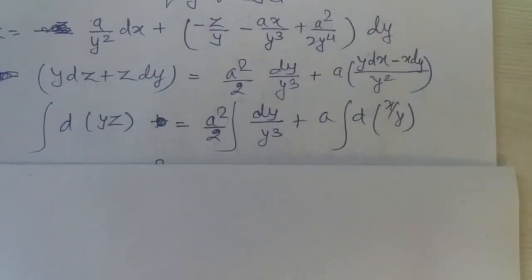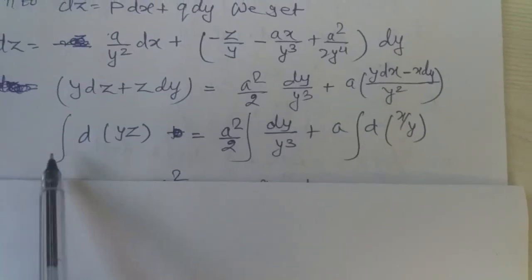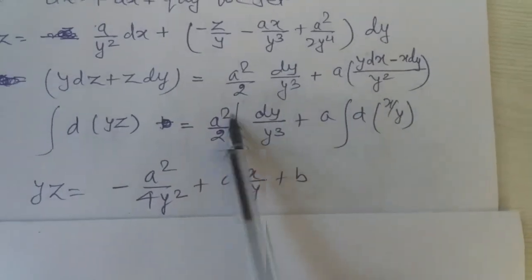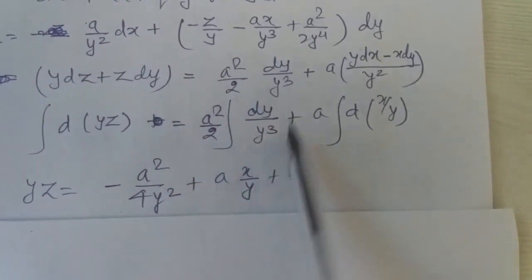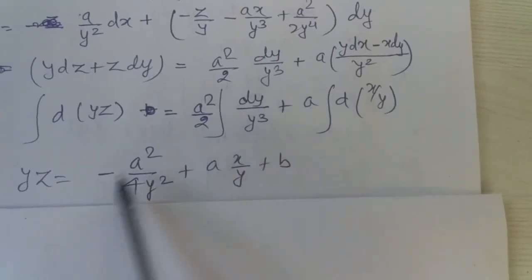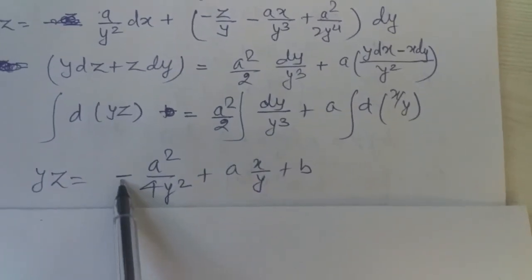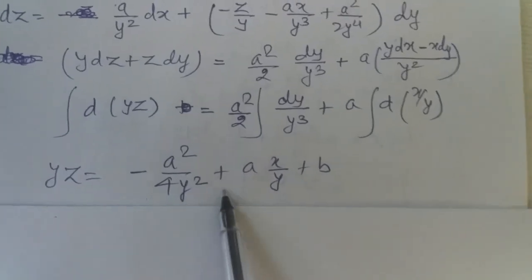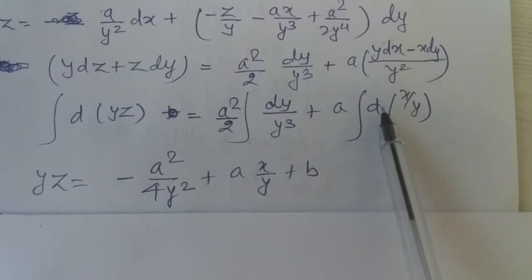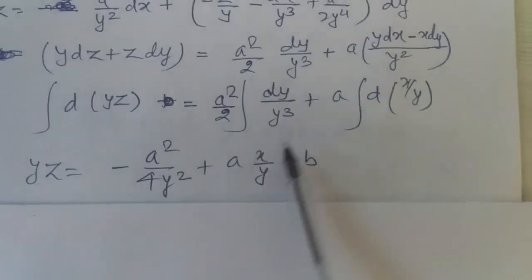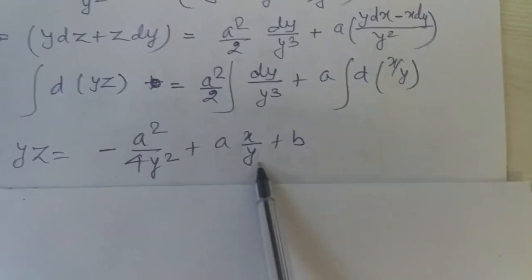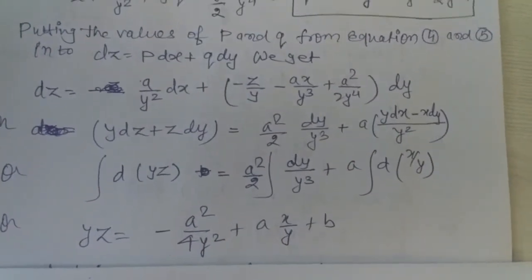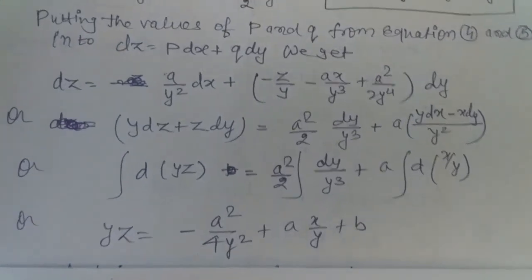Now integrate. The integration of a derivative is the function, so yz equals a square by 2. The integration of 1 upon y cube is minus 1 by 2y square. So we get minus a square by 4y square, plus a into the integral of the derivative, which is the function, so we get a x by y plus b, the constant of integration. So this is the complete integral using the Charpit method.